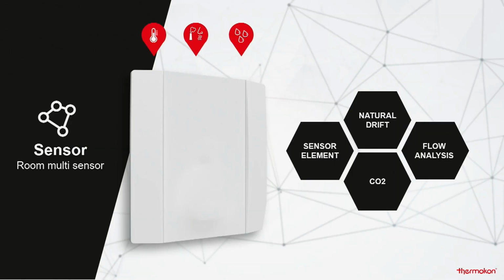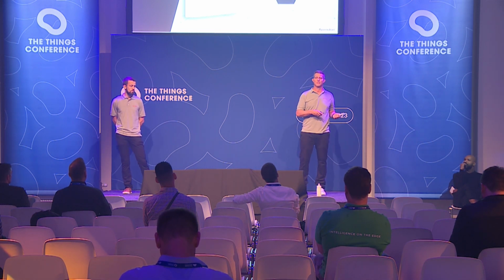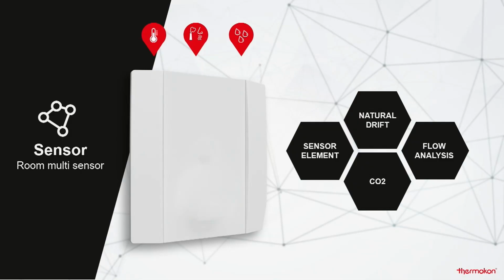This is a typical multi-room sensor, which already comes with four potential sources for deviations. We can say the sensor element by itself: depending on the sensor element, we see different measuring results. That's pretty clear. Then the CO2 value: there are sensors on the market which measure the CO2 value, while others just calculate the CO2 value. The natural drift: each sensor has a natural drift, and the drift depends on the sensor element.